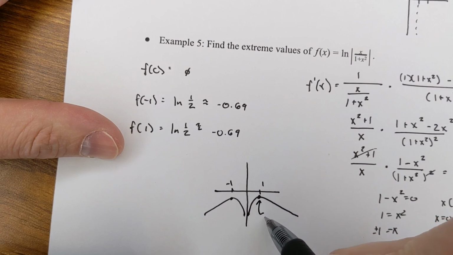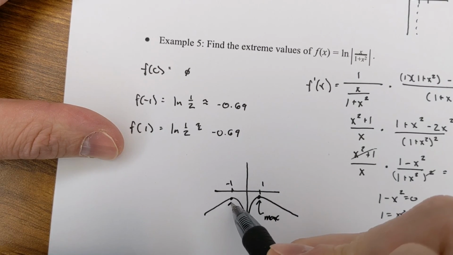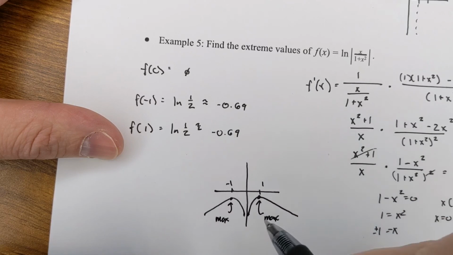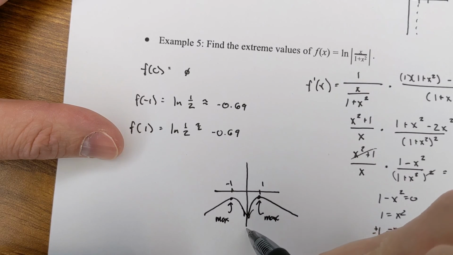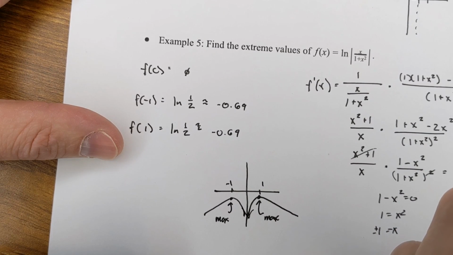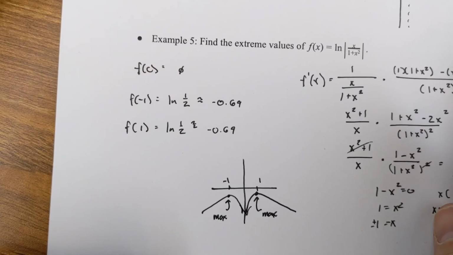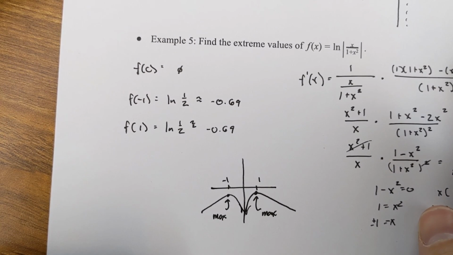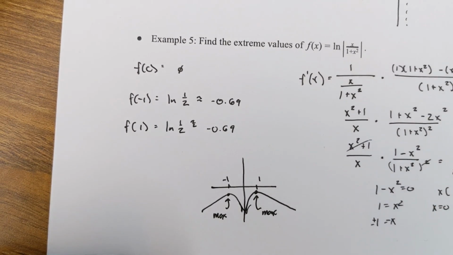So these points are both maximums. They also happen to be the absolute maximums. And down here, the function is undefined, so there is not actually a minimum there. So just because you have a critical point does not mean you actually have a max or min at that location. Which brings us to the end of the section.